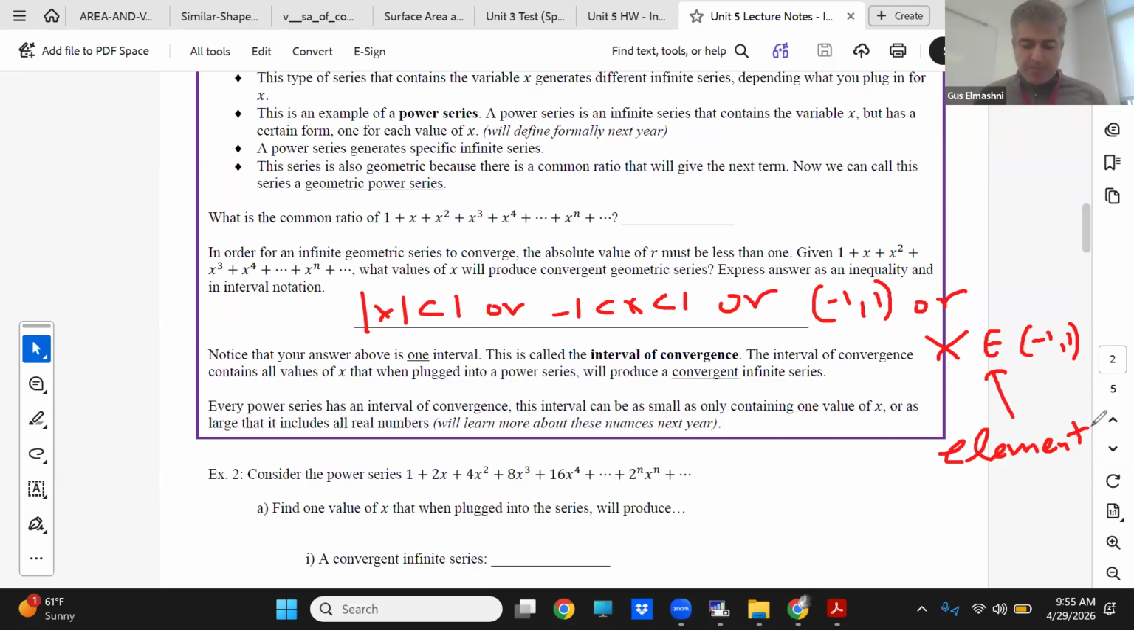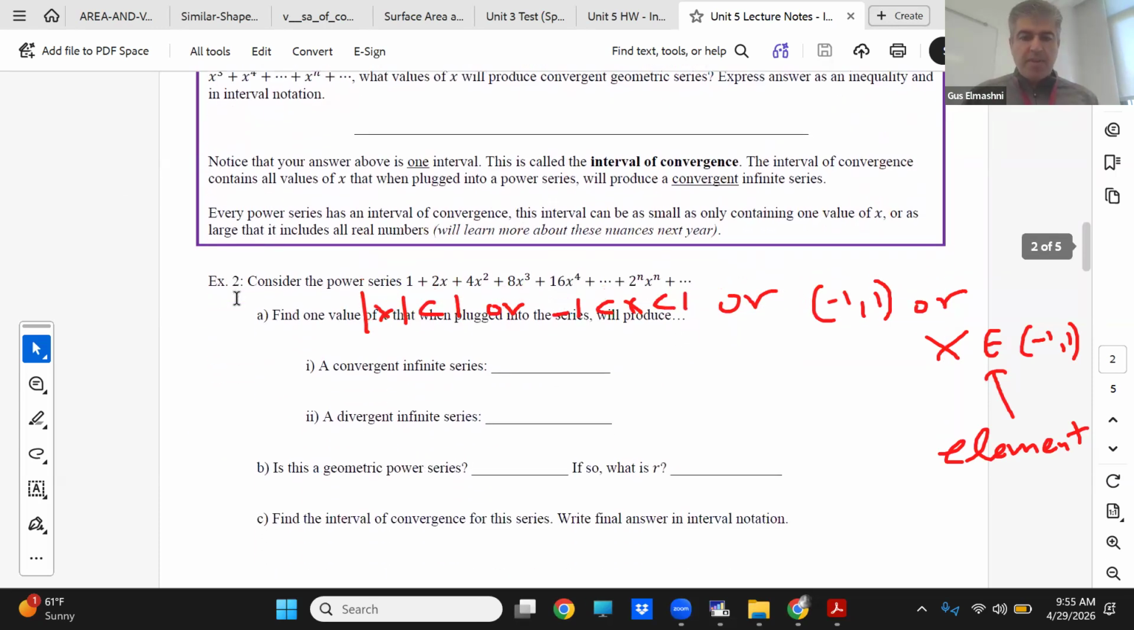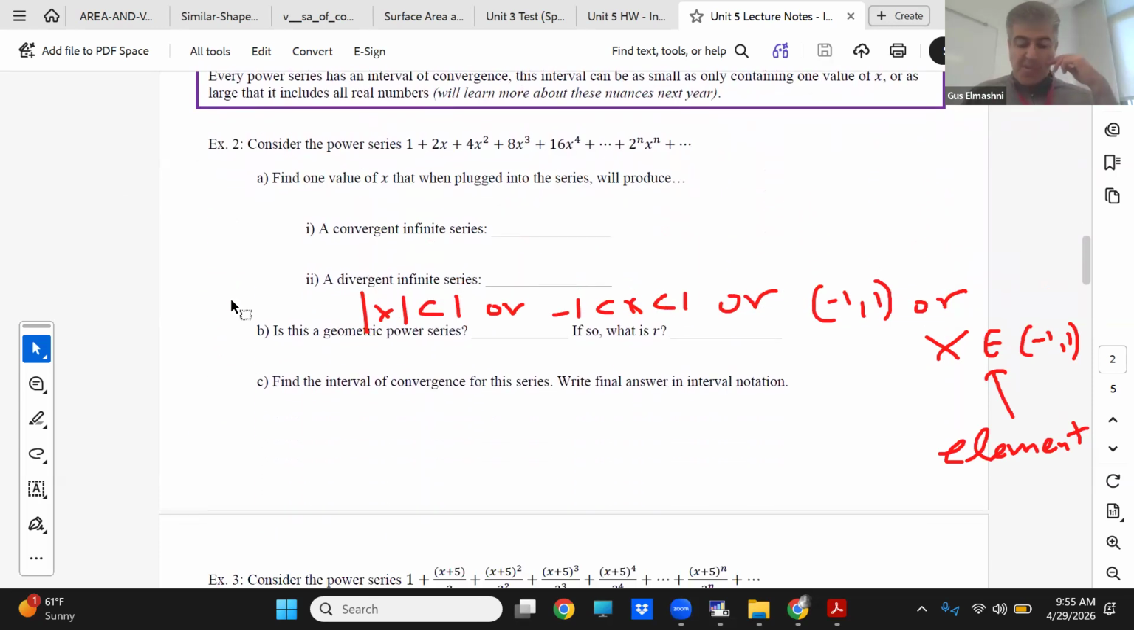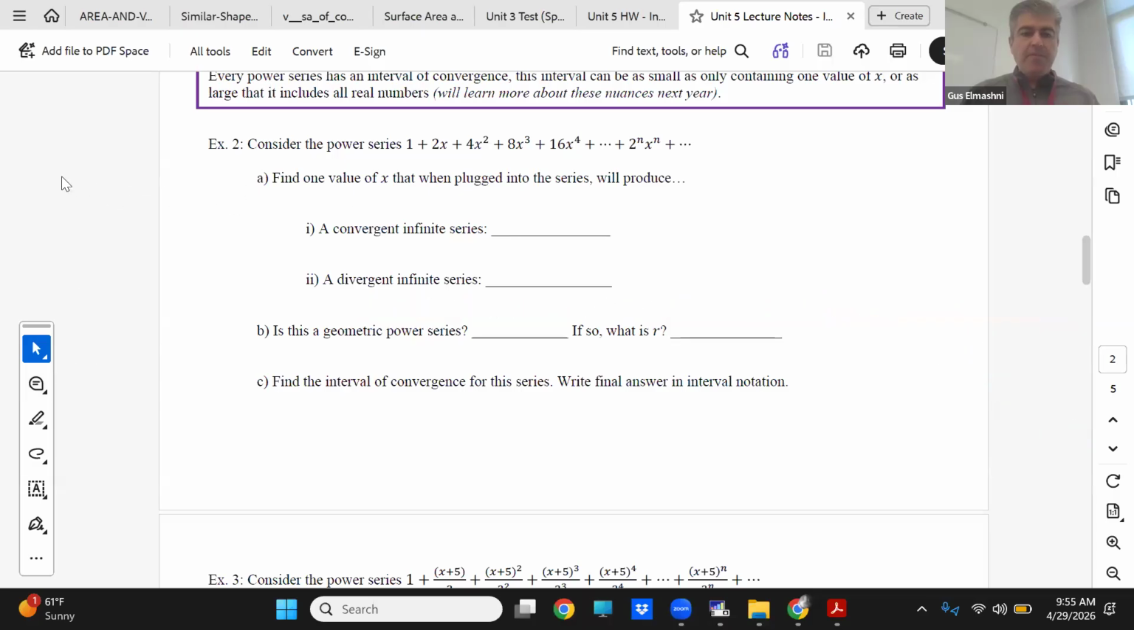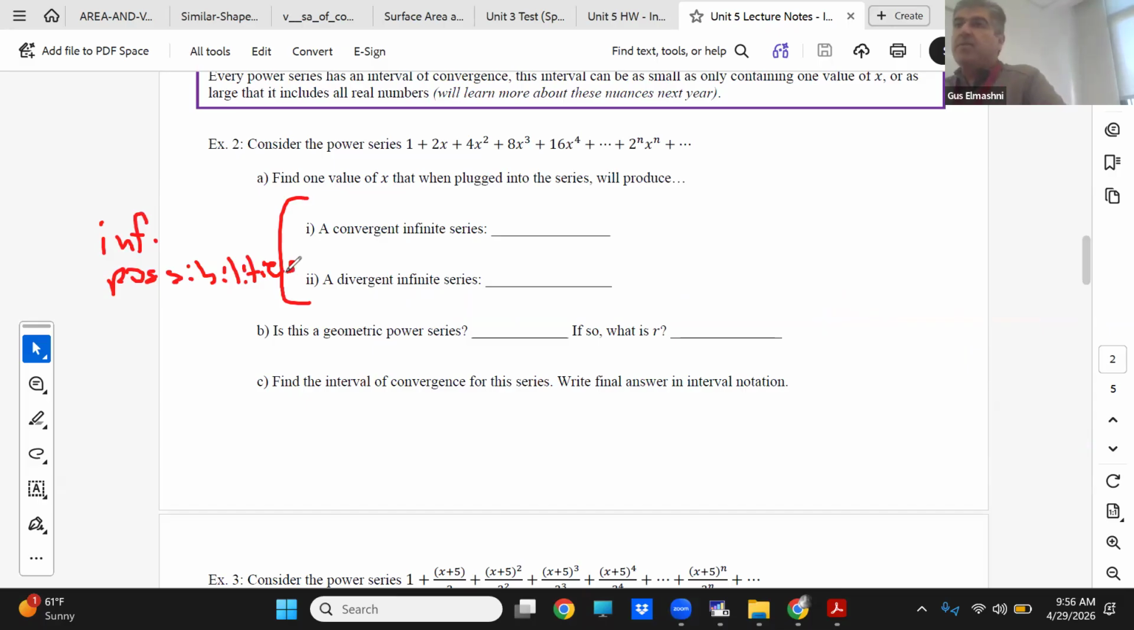So let's move on to example 2. We want to know specifically what will make this converge, what will make this diverge, and just some examples, and then how do we actually truly find it? Again, this will have infinite possibilities. So just give me a value of x that would make this converge. Sure, 1/8 works. Yeah, I like that. Works for me.